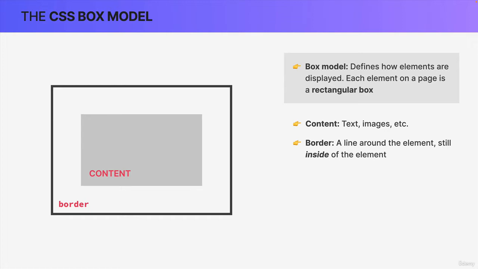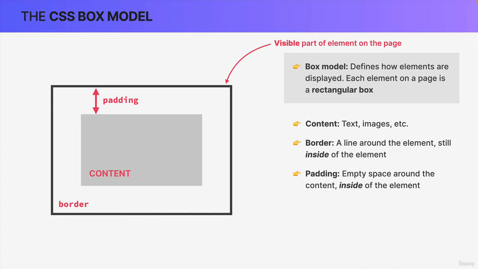Now, the next aspect of the box model is padding. So padding is basically empty space that we can create around the element's content. So between the content and the border. And you can see that nicely here in this diagram. Now, just like the border, the padding is also still inside of the element. So essentially, padding is empty space that we can create inside elements. And with this, we actually finish the visible part of the element. So the part of the element that is contained inside of the box.